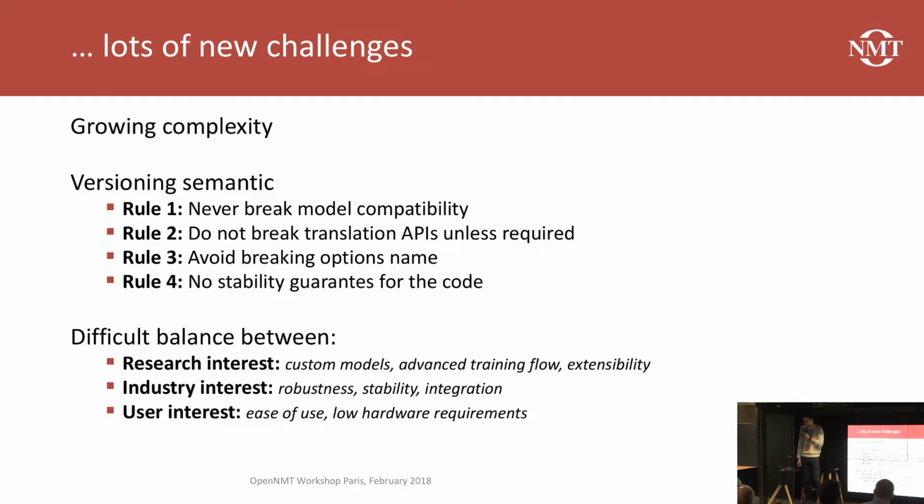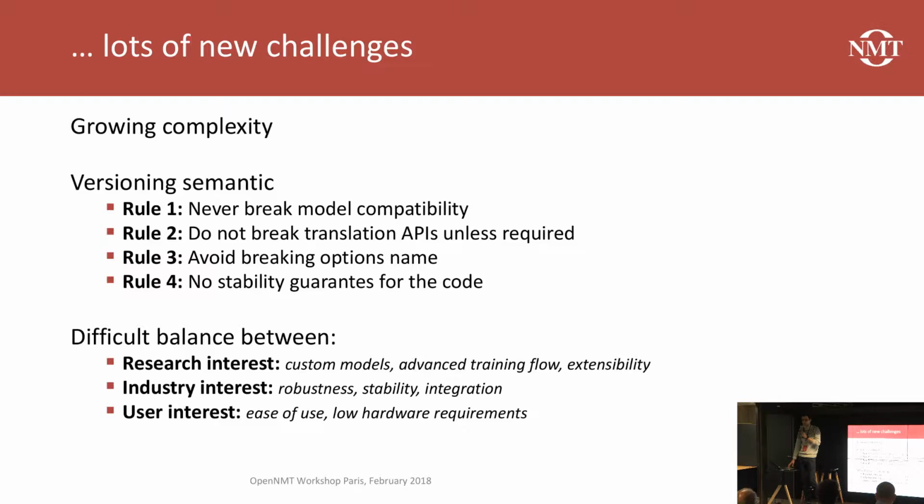And overall, we have a difficult balance between the research interest, the industry interest, and the user interest, because all these categories want different things from the model. For example, the researchers want custom models, an advanced training flow, and an overall extensibility of the project. The industry wants robustness, stability, and also an easy integration of it in their software. And the user wants an ease of use of the project and low hardware requirements.